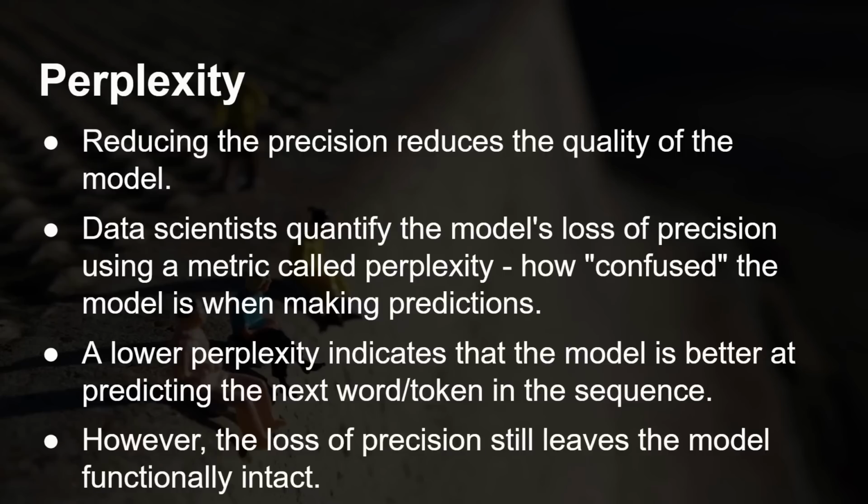However, it turns out the loss of precision and even a slight increase in perplexity still leaves the model functionally intact. In fact, there are some research papers that actually say that 4-bit models behave better than 8-bit models, or even better than 16-bit models, depending on the exact circumstances. So reducing this precision and even having a slight increase in perplexity doesn't necessarily mean the model falls apart. It's actually still very useful.